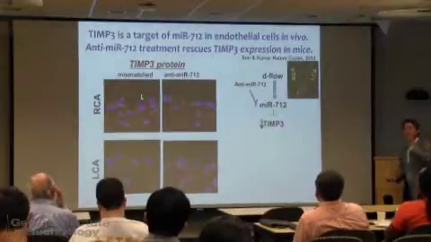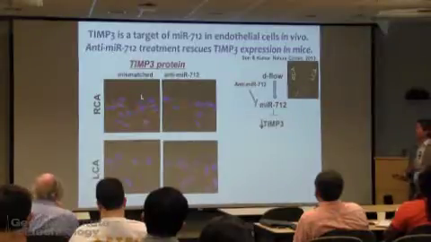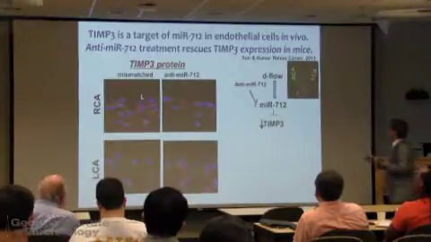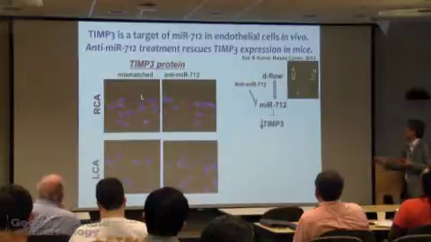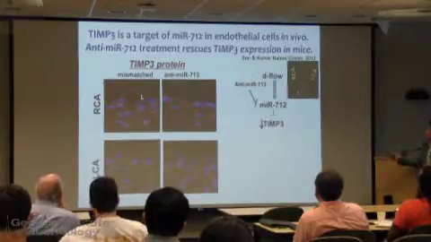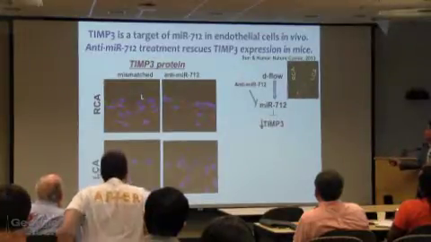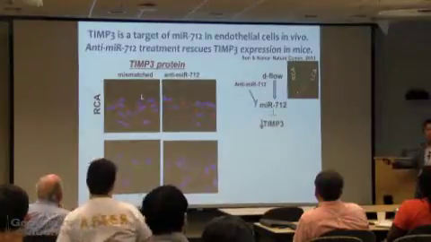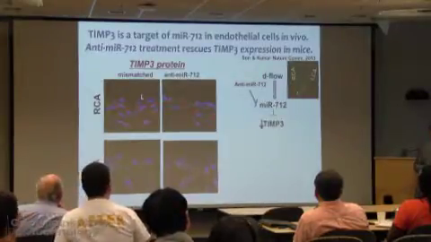Another thing was that we then looked at what happens in vivo. How does miR-712 work in an in vivo condition? Again, this is our hypothesis: flow disturbance increases miR-712, and if you have increased miR-712, then this downregulates TIMP3.